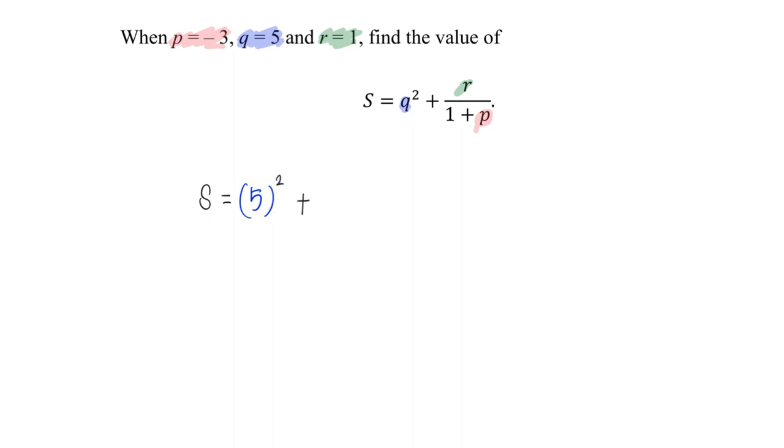Plus R is 1, and R divided by the whole, the denominator will be 1 plus P. After which, key everything in using your scientific calculator, and you should get the correct answer: 24.5.